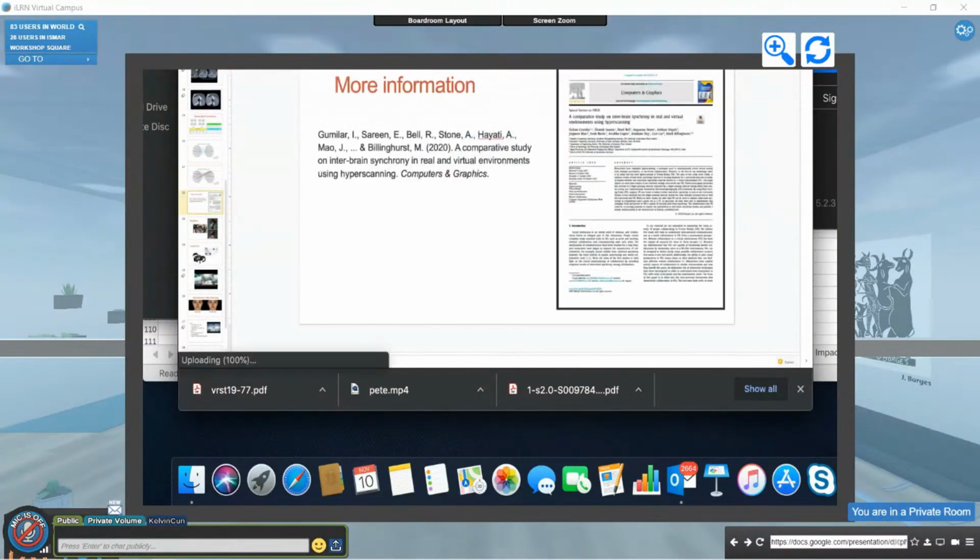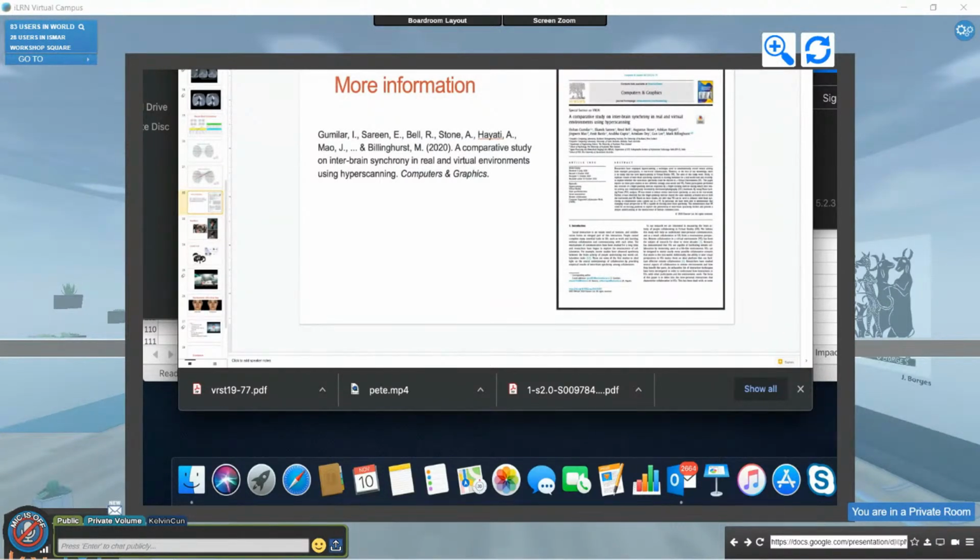So we just published a paper about this, so please send me an email or send me a message, and I can send you a copy of the paper. It's the first example of brain synchronization done inside VR compared to the real environment.